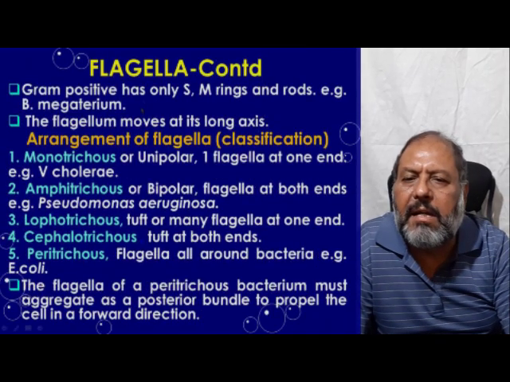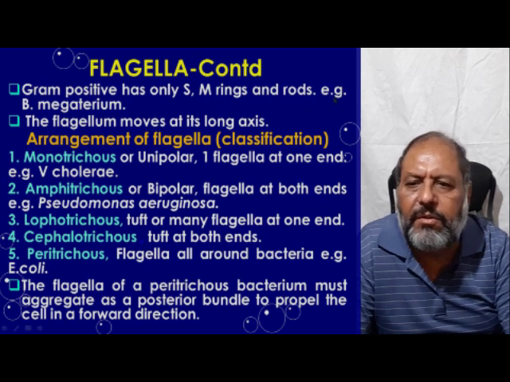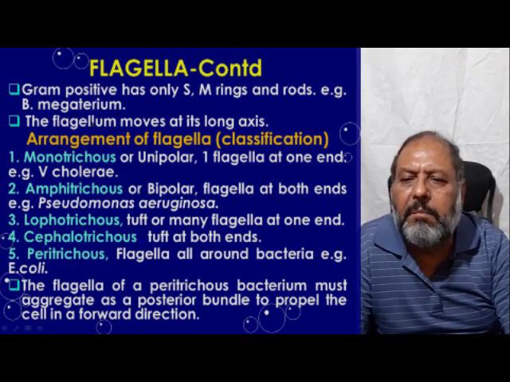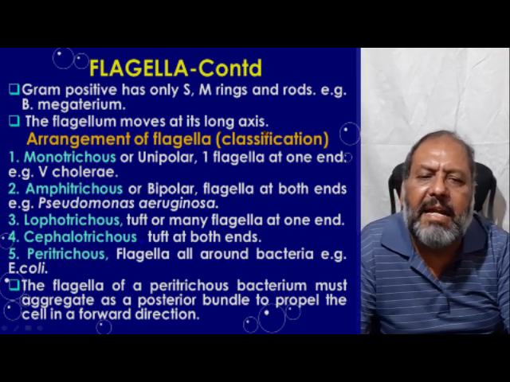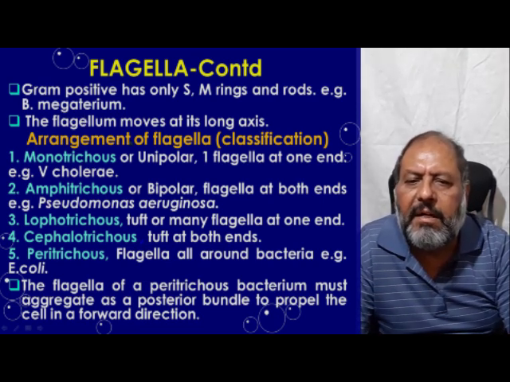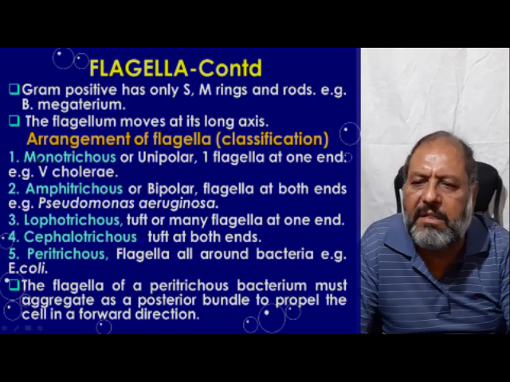Flagella of gram-positive bacteria have only S and M rings and the rods, as in Bacillus megaterium. The flagellum moves along its long axis. Next is the arrangement of the flagella, or you can say the classification of the bacteria.